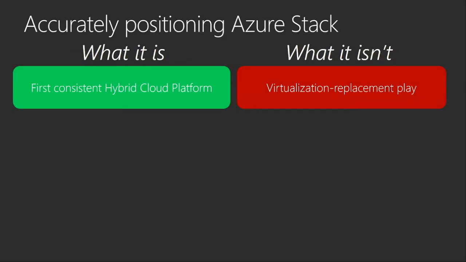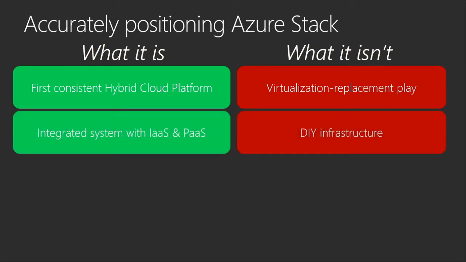So to get started, it's useful to think about what Azure Stack is for and what it's not for. For example, it is not a virtualization replacement. So it's not to go out and replace your virtualization strategy in your data center. That's not what it's for. What it is for is building a consistent hybrid cloud platform. As a matter of fact, it's not only a way to build the hybrid platform, it's the first hybrid platform in the market, it's also the only one, the only really truly hybrid platform.